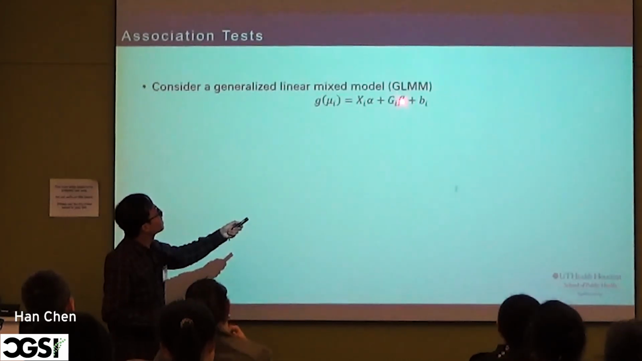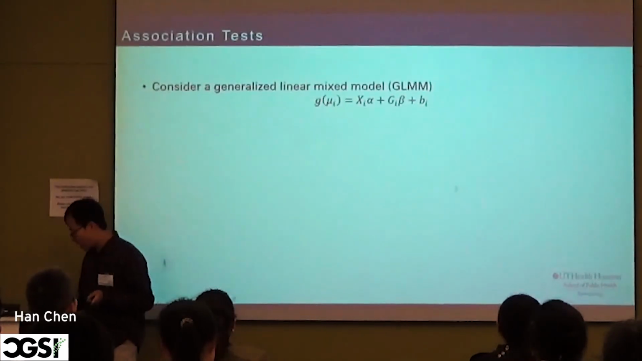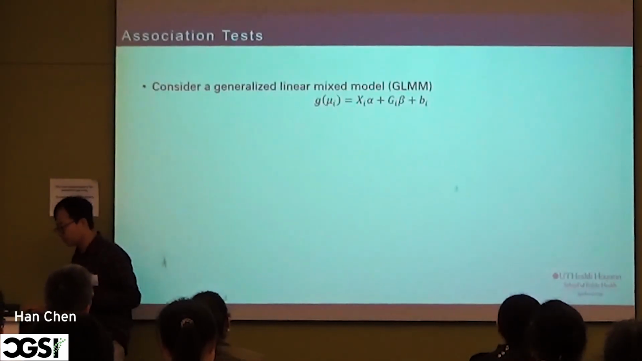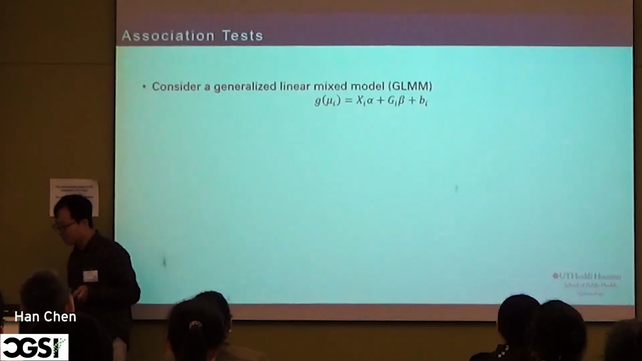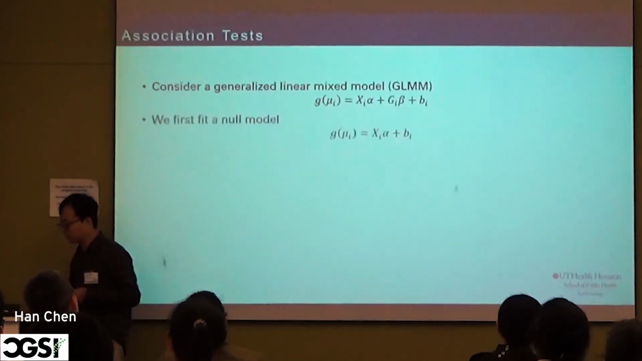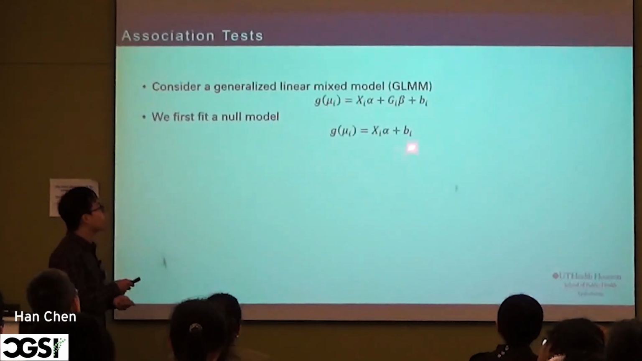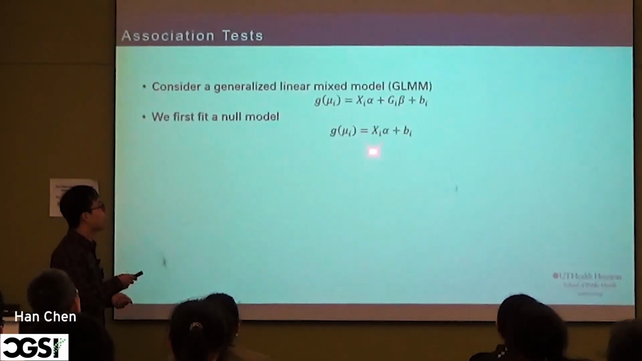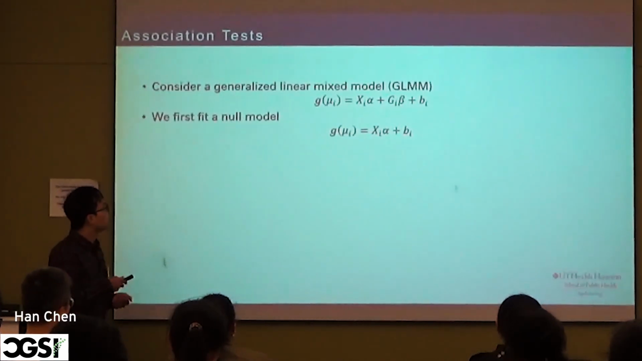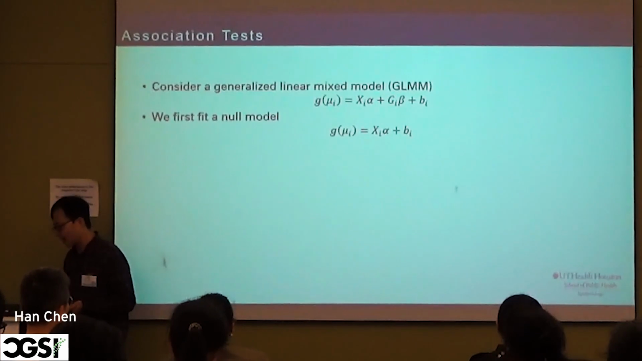For single variant tests, beta is a scalar. For rare variant tests, usually we're testing beta as a vector. We're testing several variants together because the single variant test is not very powerful. So we will first fit a null model. You can see that this model does not depend on any genotypes, so this only needs to be fitted once in a genome-wide analysis.